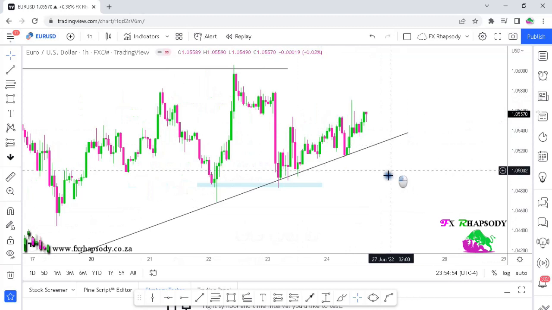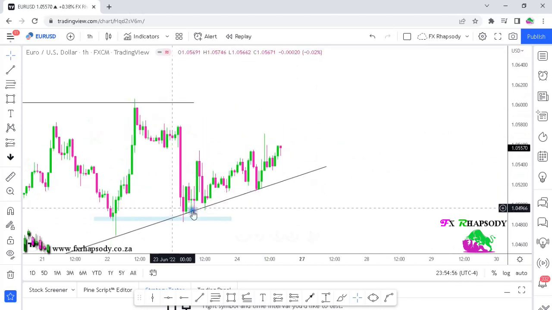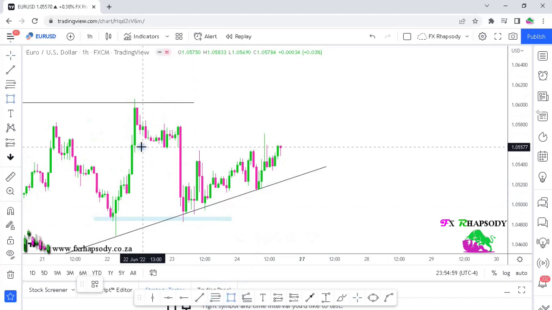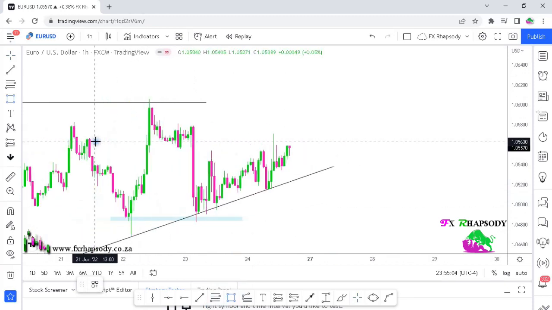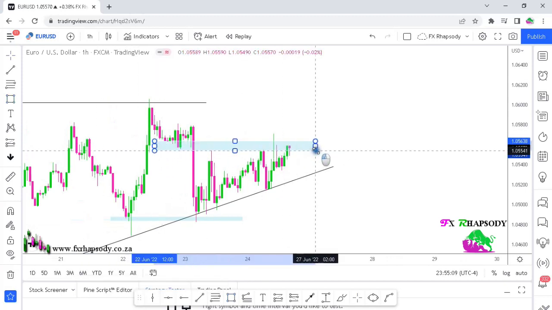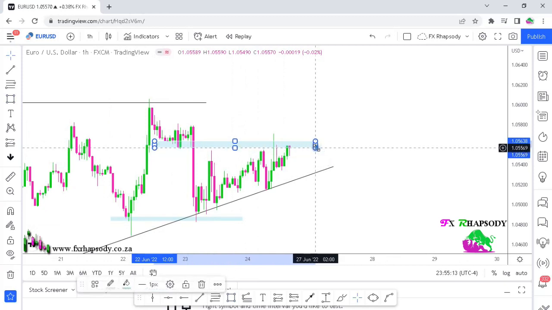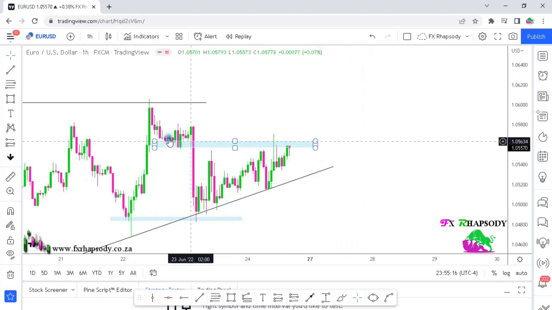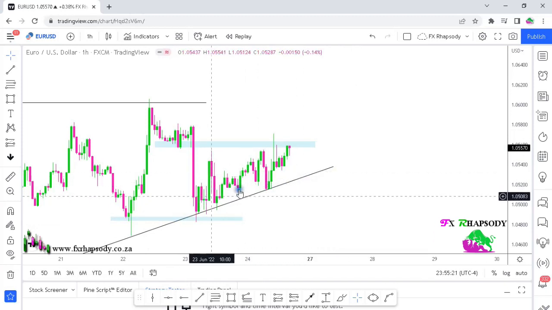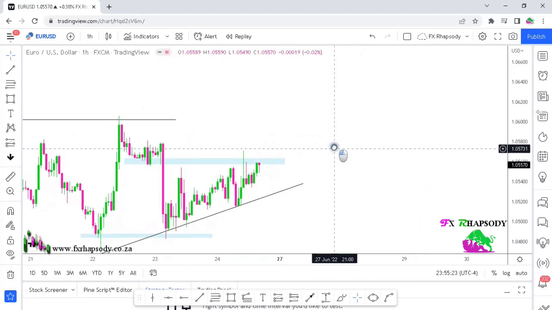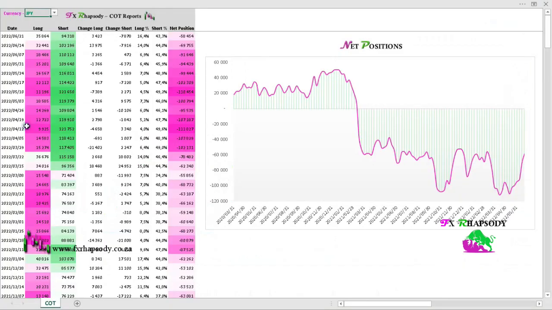So guys, currently we still have price hovering over here. We still have a little area over here. Just going to zoom out a little bit. We have this area over here, and the price is not breaking. So you can see a little bit of support, a resistance area, trend line giving support as price is moving up. Then we go to our COT reports, and let's see what that is saying.